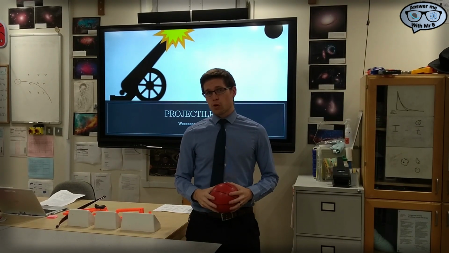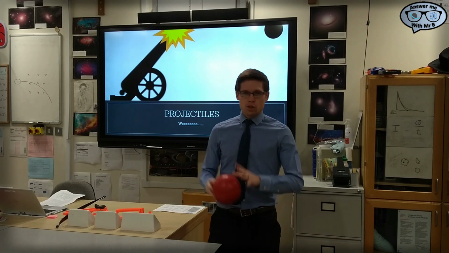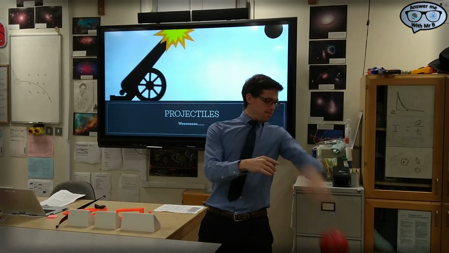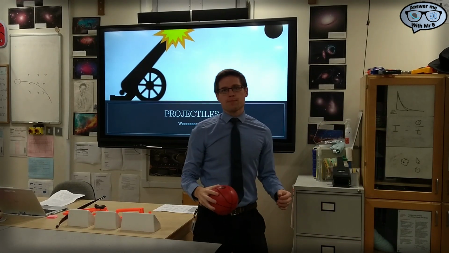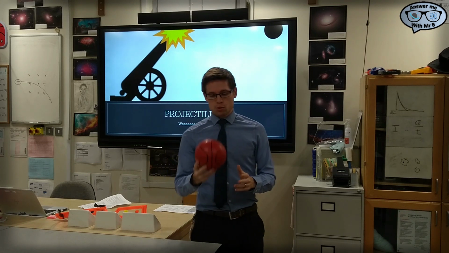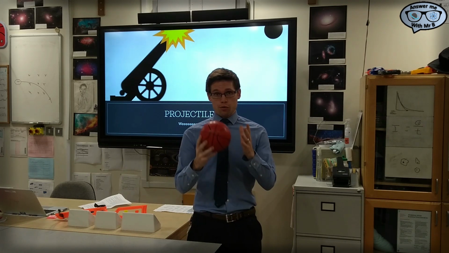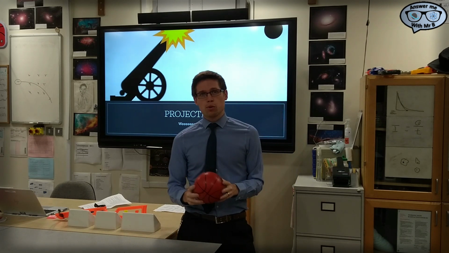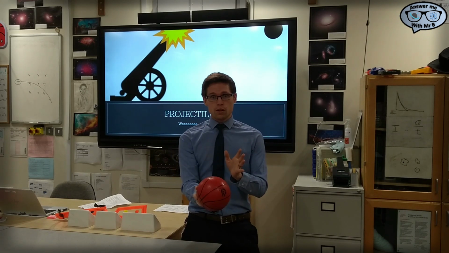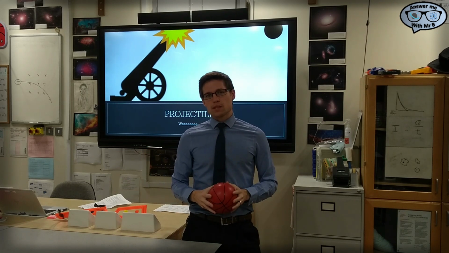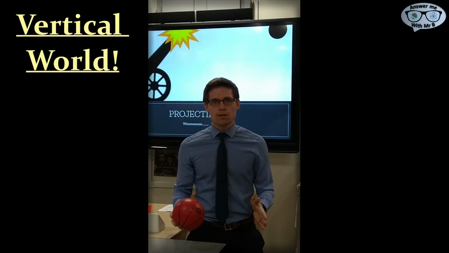Now, I was able to perform that amazing trick shot, not just because I'm amazing at basketball, but because I'm amazing at physics. The trick, you see, is to split the velocity of this ball, or projectile, into its two component parts, vertical and horizontal. Now, in order to do that, let's first of all visit vertical world.